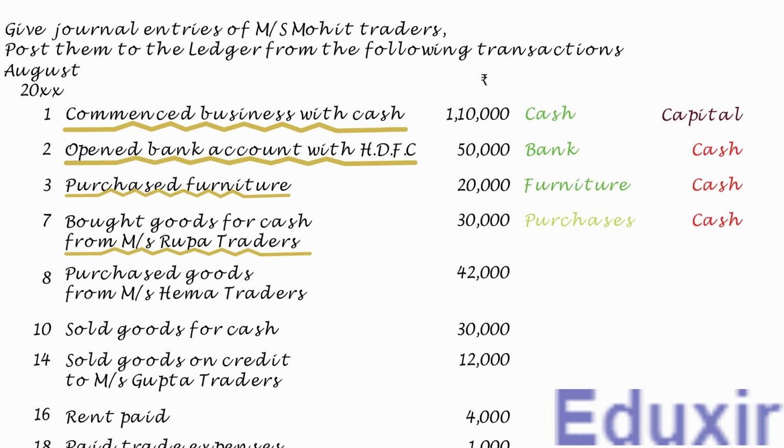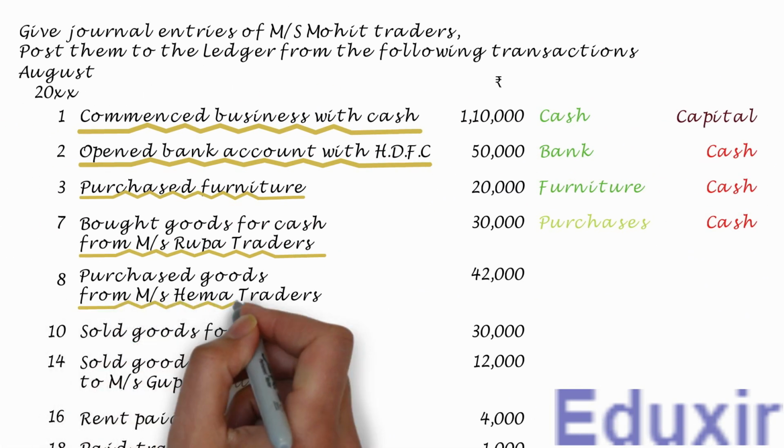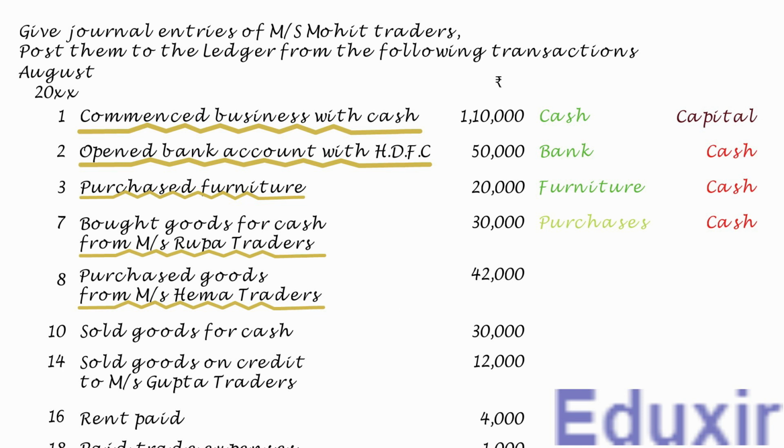In this transaction, goods worth 42,000 rupees are purchased from the vendor Messrs. Hema Traders. Note here that it is not specifically mentioned that the goods are purchased for cash. It is also specified that the goods are purchased from the vendor Messrs. Hema Traders. So, we can consider that this is a credit purchase. Considering that, this transaction can be restated as purchased goods from Messrs. Hema Traders on credit. With this information at our hand, let us now proceed with the analysis of this transaction.